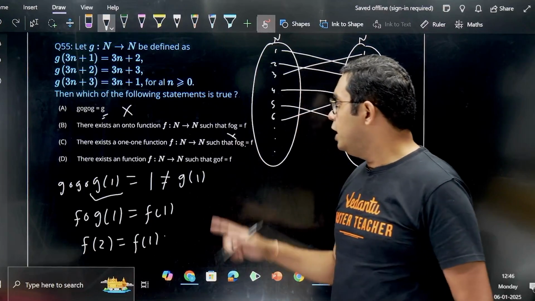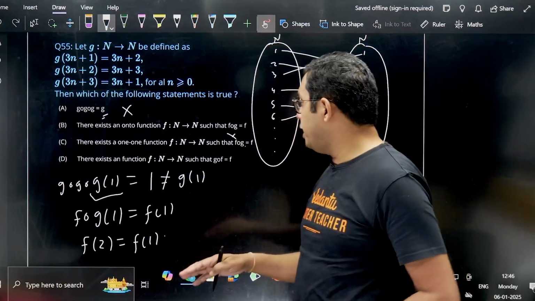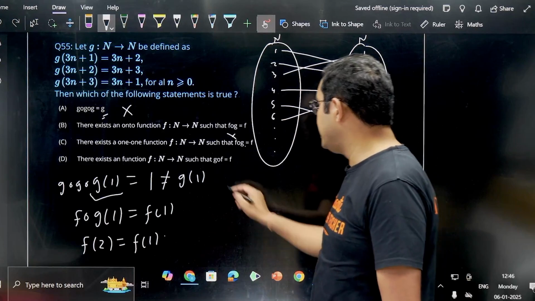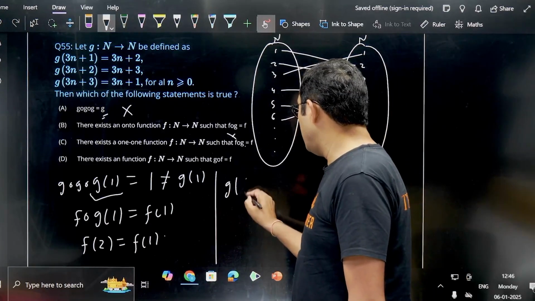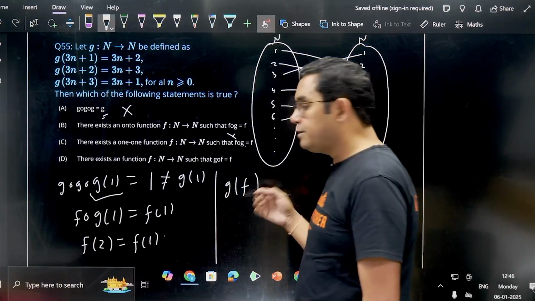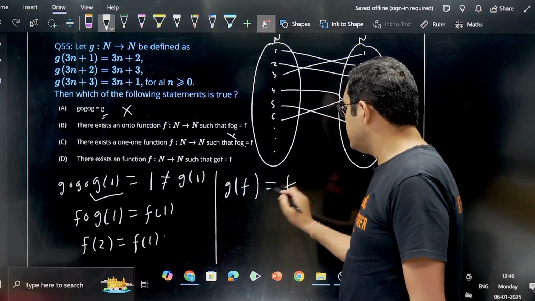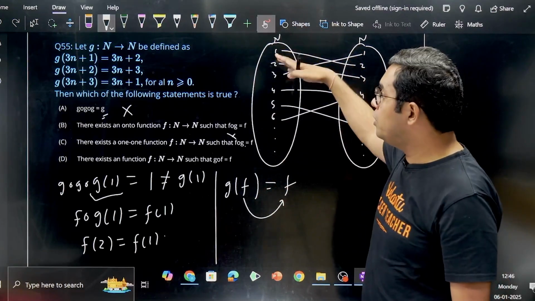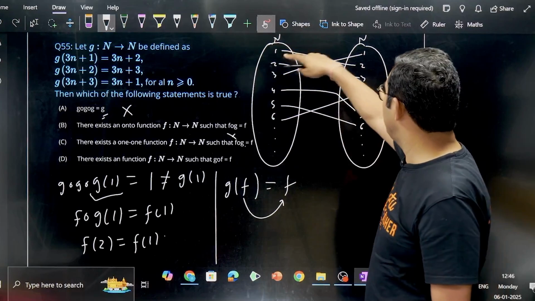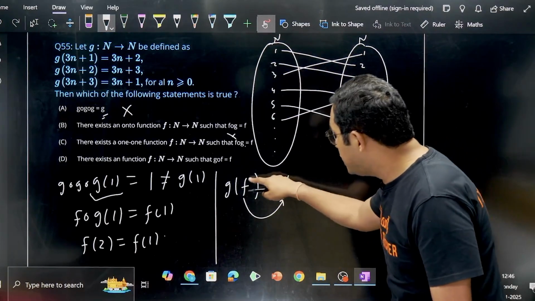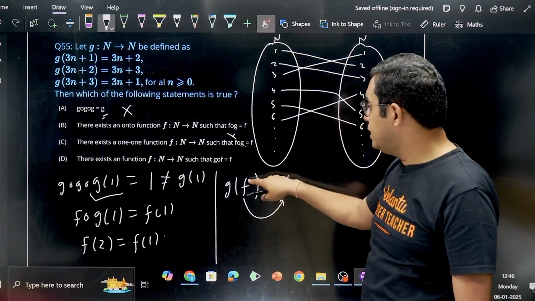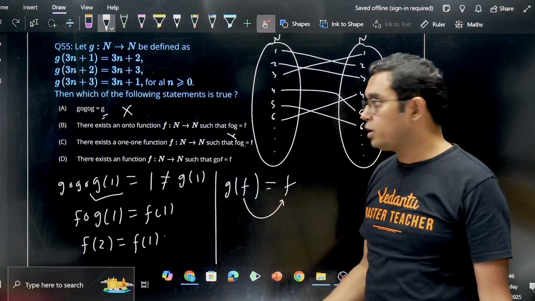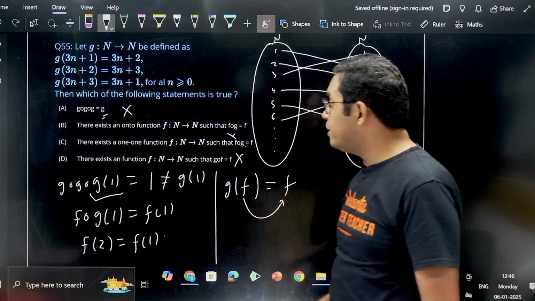Now option B, there exists a function f such that g∘f is equal to f. We can say directly it is wrong because g of something is equal to something, and the same thing is not happening for any value in the domain. g(1) is 2, g(2) is 3, so there is no value for which you can expect the same output as the input. The only correct option remaining is now C.